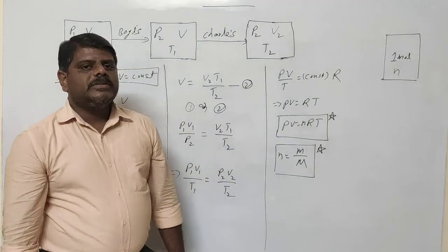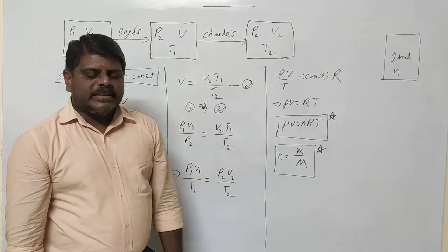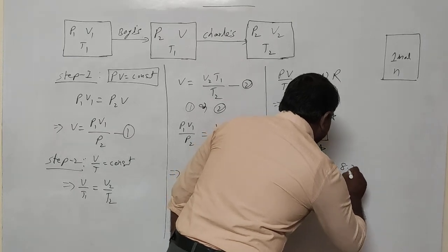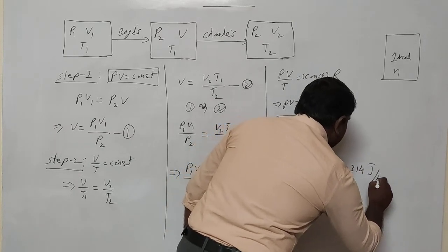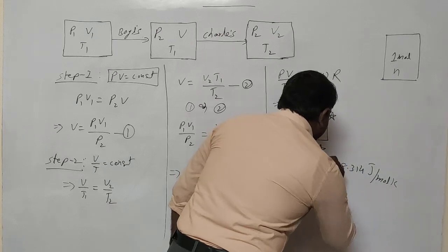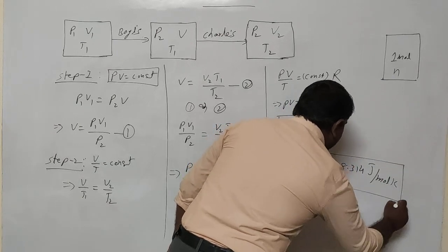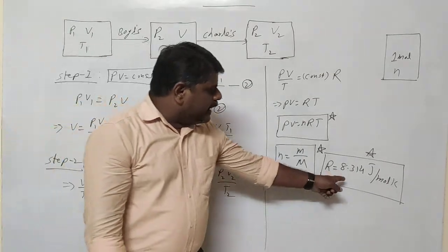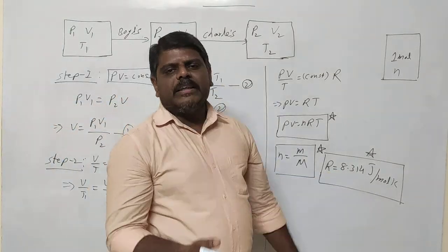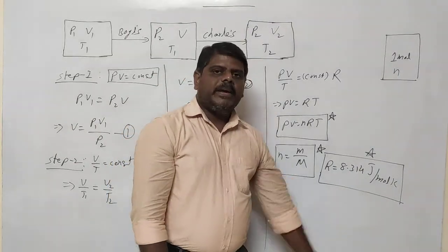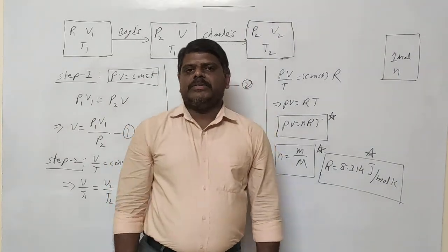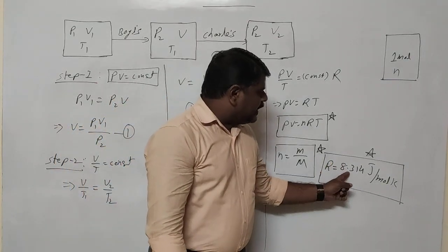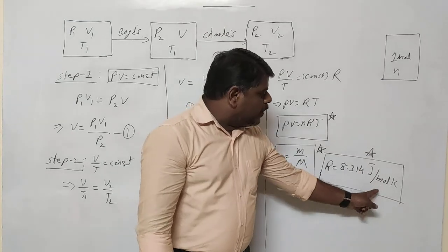And what is the capital R value? Capital R is called the universal gas constant, and its value is 8.314 joule per mole Kelvin. This is very important. You need to remember it. Many times in the problems, maybe in the competitive part or in the PU part, this value may not be given to you, so you need to remember it to solve the problems. Universal gas constant R is equal to 8.314 joule per mole Kelvin.